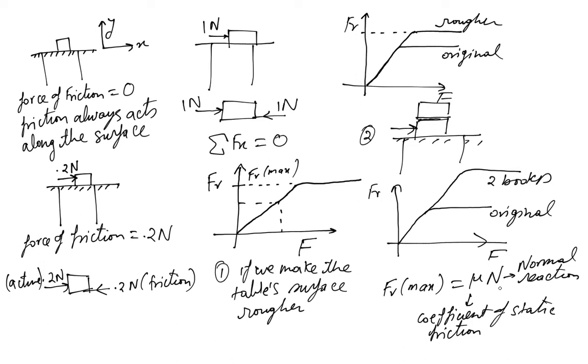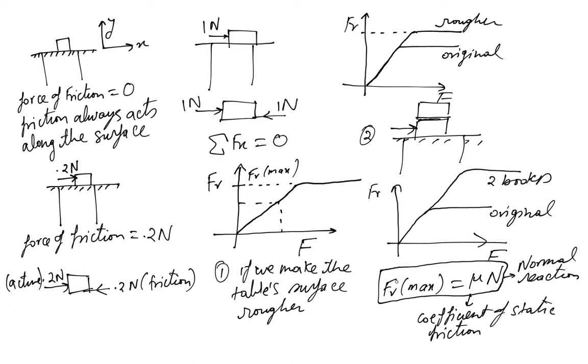Mu is a representation of the roughness of the two surfaces, and n is the representation of how hard the two surfaces are pressing against each other. If n is large, that means the surfaces are pressing each other a lot. Similarly, if mu is less, which means the two surfaces are smoother, then the coefficient of static friction is less. But keep in mind, this is the maximum friction force, the maximum value of friction force it can achieve.